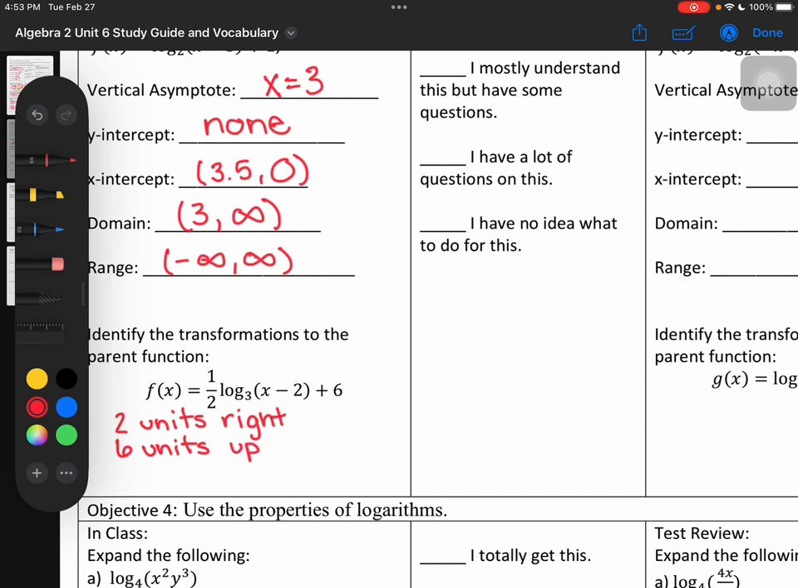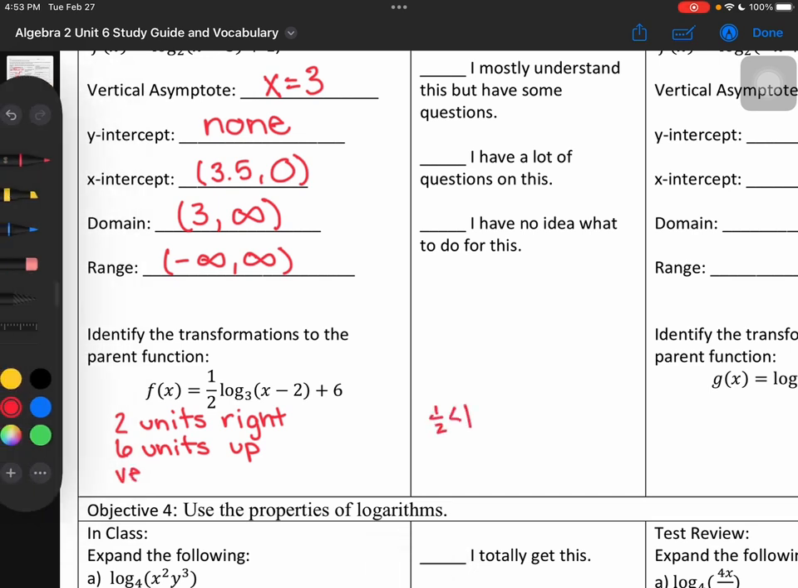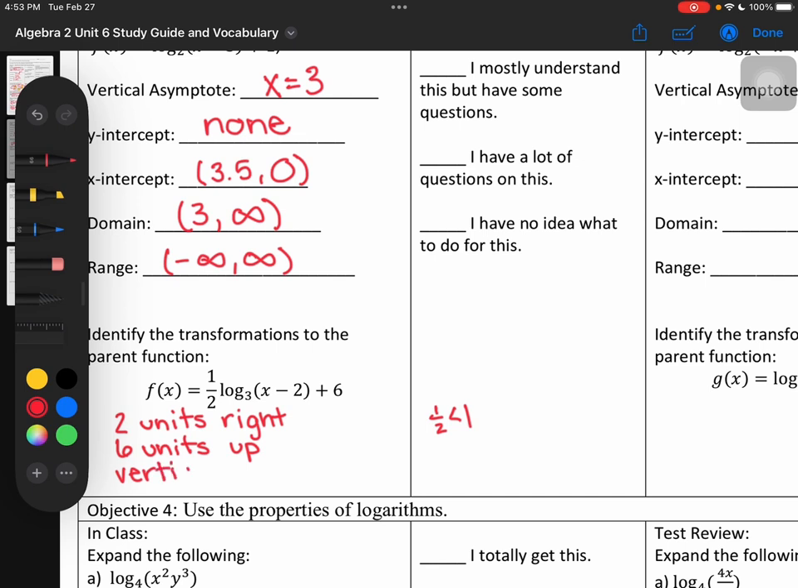And then we have a 1/2 that it's being multiplied by. So it's a little bit tricky because we have to think if it's a stretch or a compression. So we're going to compare it to 1. 1/2 is less than 1, which means that we have a vertical stretch by 1/2.